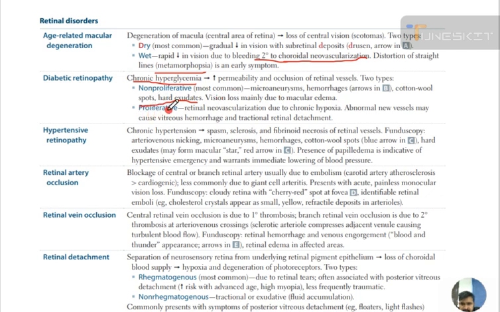The next type is proliferative. It is retinal neovascularization. As you can see in the proliferative type, there is proliferation of the vessels, which results in neovascularization due to chronic hypoxia. Abnormal new vessels may cause vitreous hemorrhage and tractional retinal detachment.